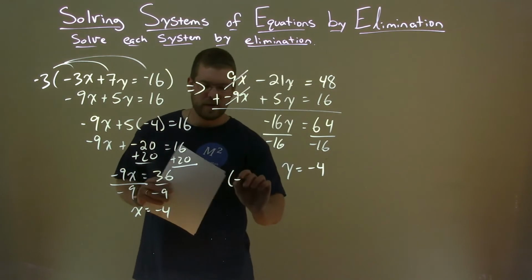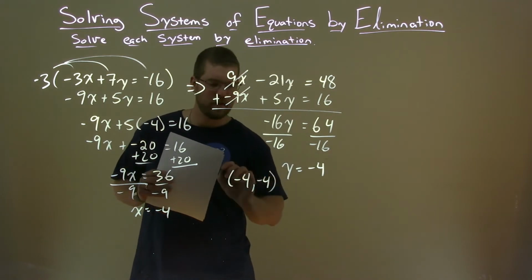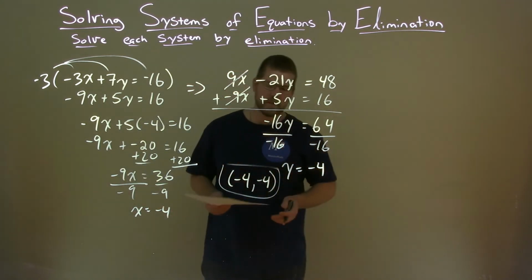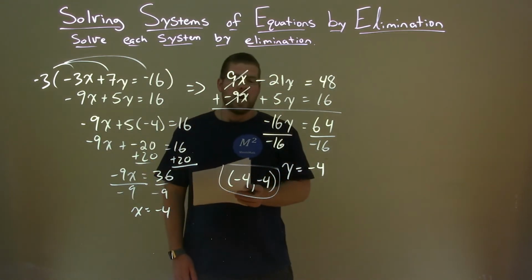So our coordinate point here is negative 4 comma negative 4, and that's our solution. Well, it could be a coordinate point if you graphed it. And there we have it.